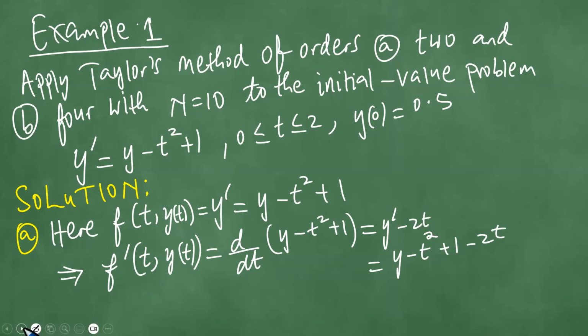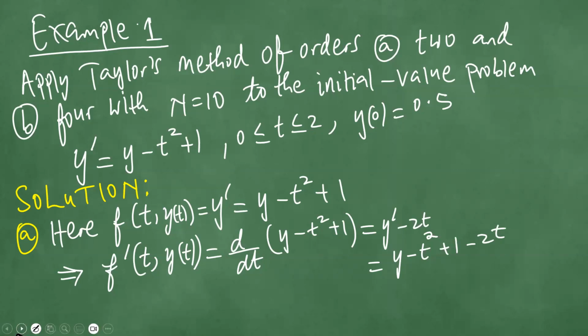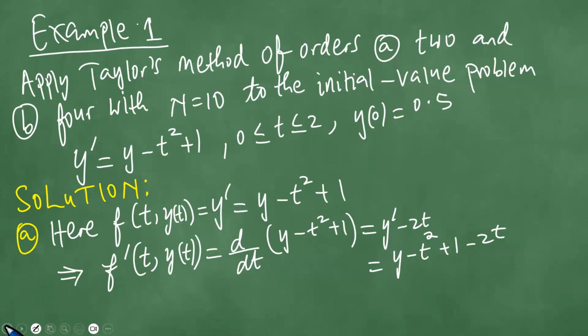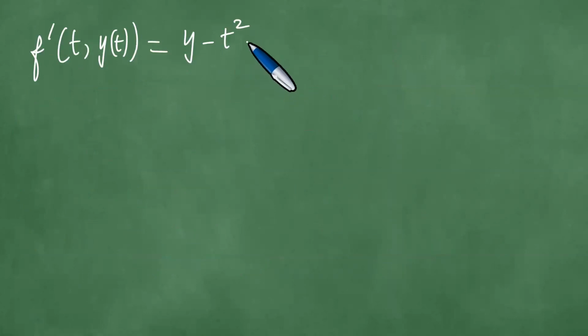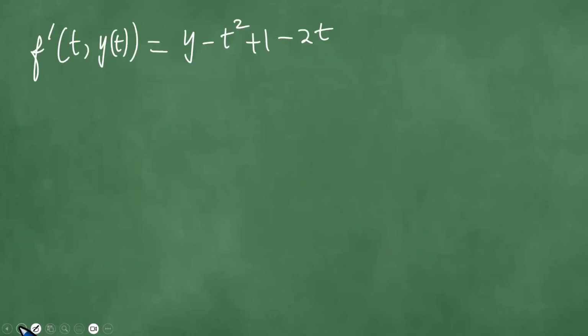What is all this here? It means that f primed of t and y of t is y minus t squared plus 1 minus 2t. Just consider that one.